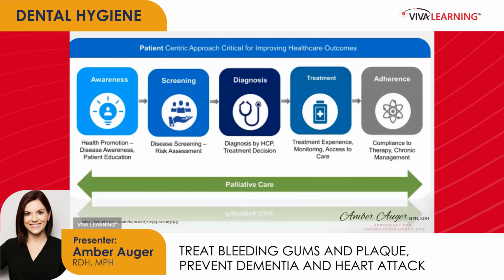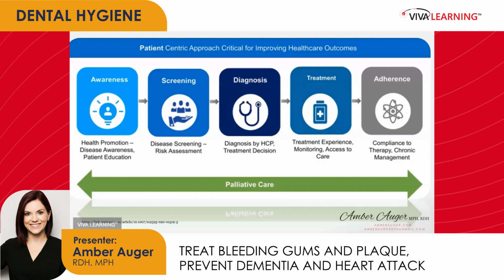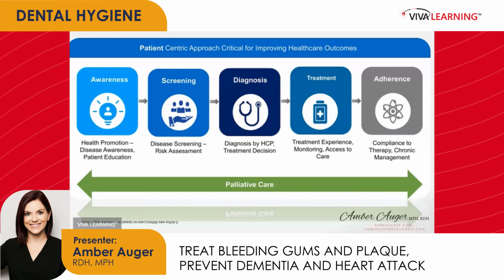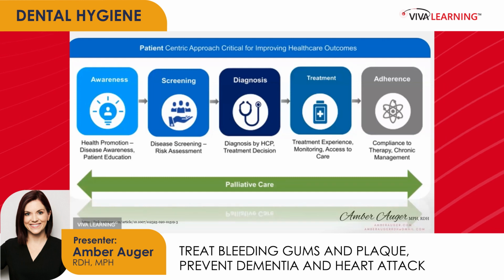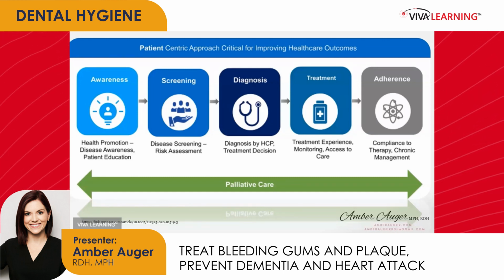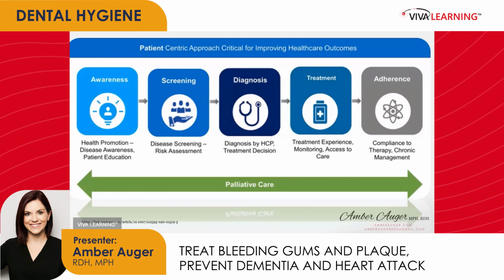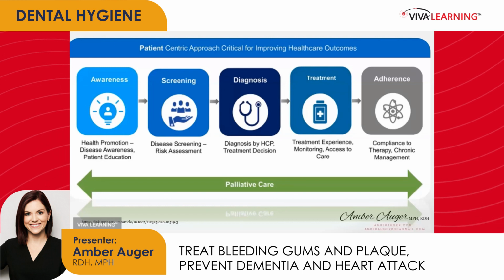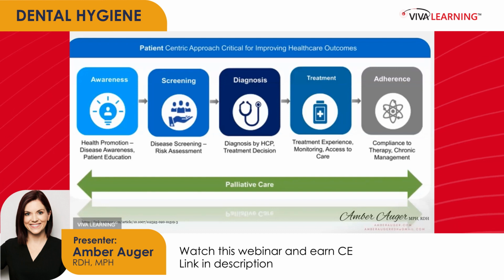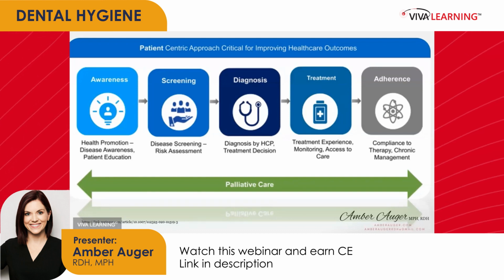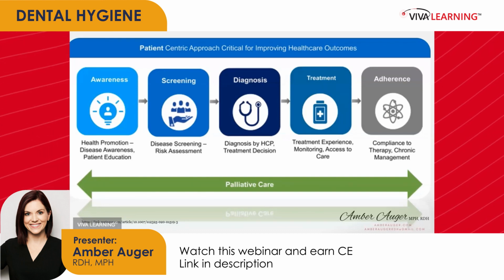Well, the first, of course, is that awareness, the health promotion, the disease awareness for the patient. We're looking at the patient education. Then we go into screening. Where is our risk assessment? What is that patient's overall risk of periodontal disease? How is their home care? What is involved in the overall risk assessment?